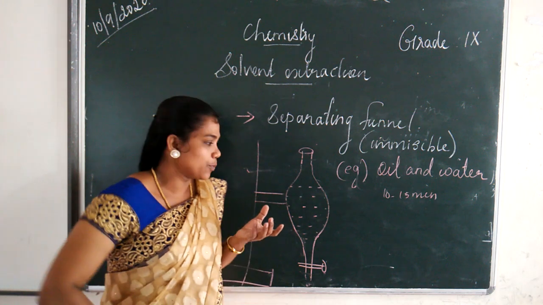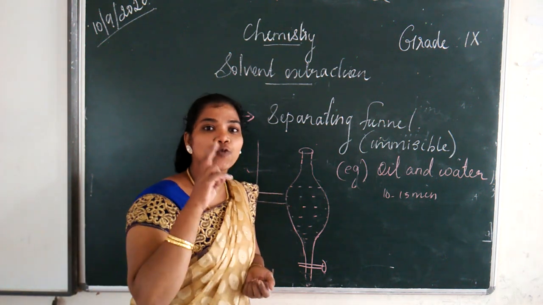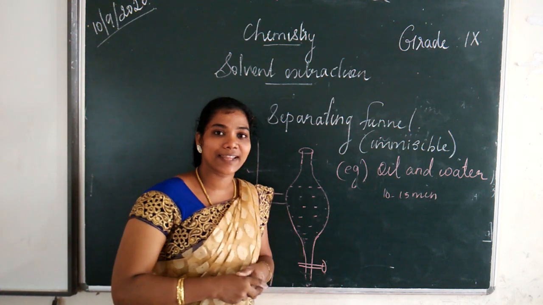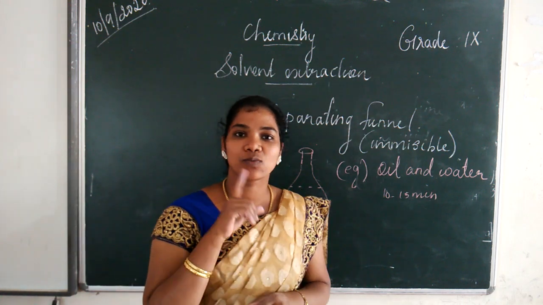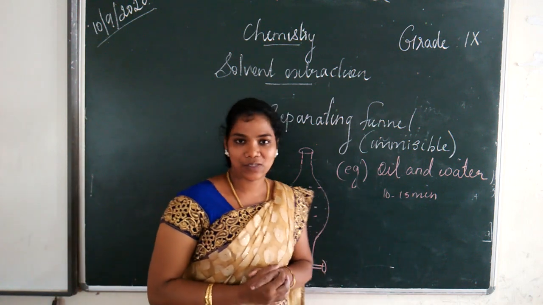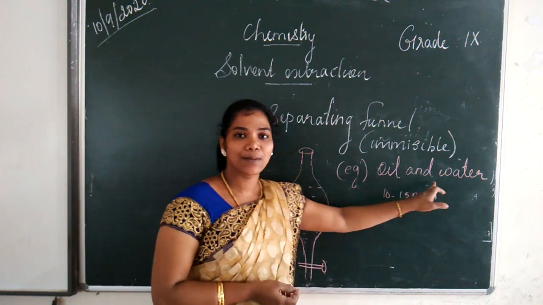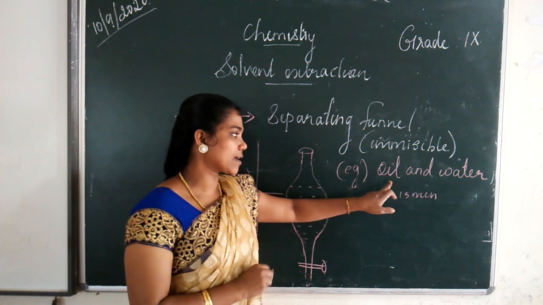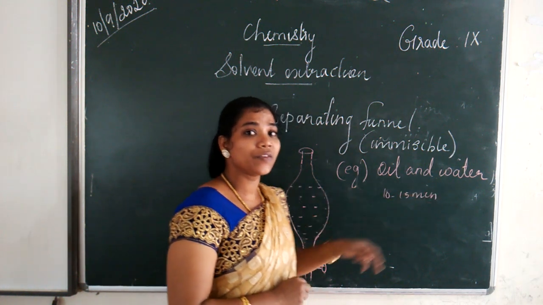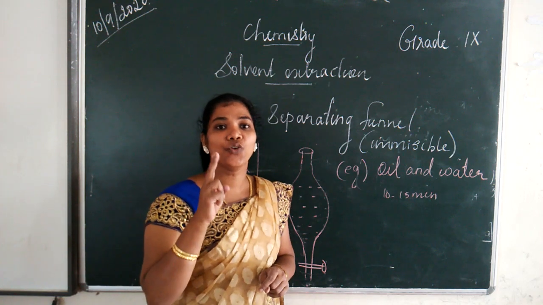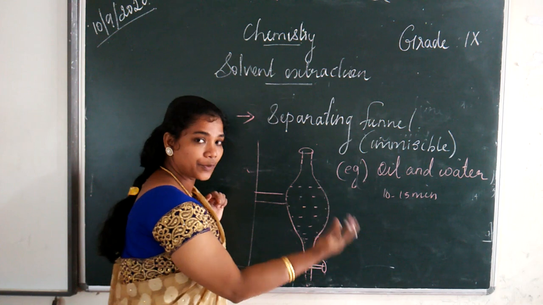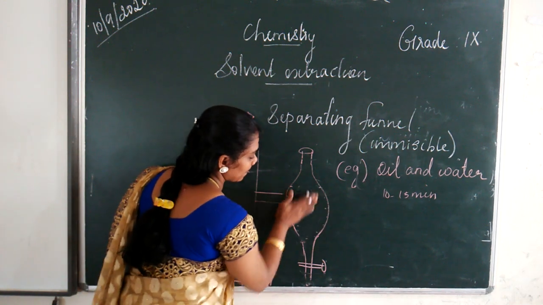After a few minutes, you can see it forms two phases. It forms how many phases? Two phases. We studied already: a homogeneous mixture has a single phase, while a heterogeneous mixture may show two or more phases. So here how many samples are there? Only two samples. What are they? Oil and water. So we will get how many phases? Two phases. So after a few minutes, what can you see?